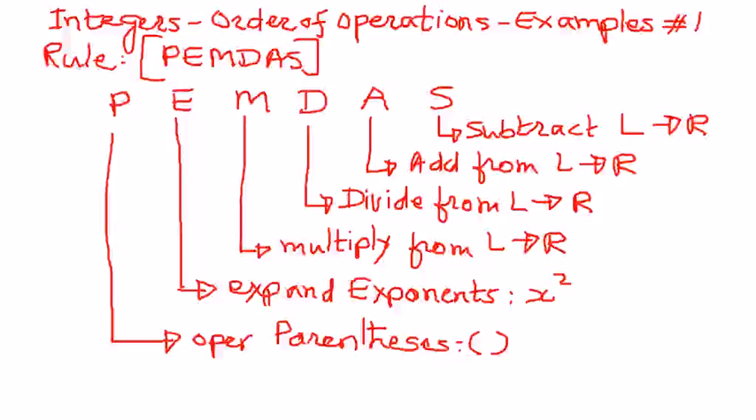In the PEMDAS process, the order which we want to follow every time we come across a situation in math is as follows. First, we're going to open up the parentheses. Then the second operation is we're going to expand the exponents. The parentheses could be open parentheses or it could be brackets.